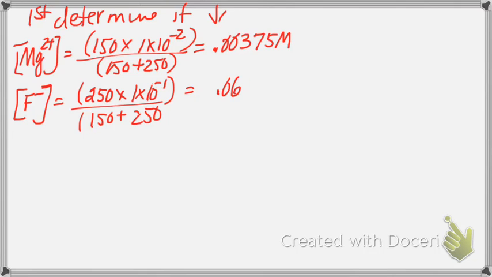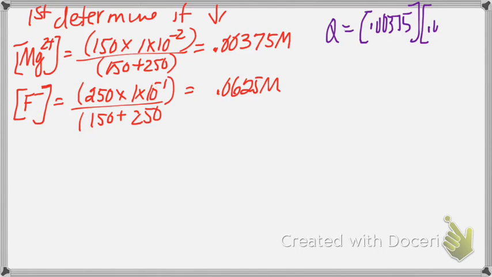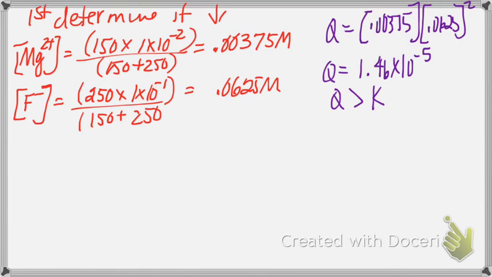And that gives you 0.0625 molar. So now let's calculate a quick Q. Remember to square fluorine. So we get Q is equal to 1.46 times 10 to the negative 5, which is greater than K. Q is greater than K. So, yes, we get that.